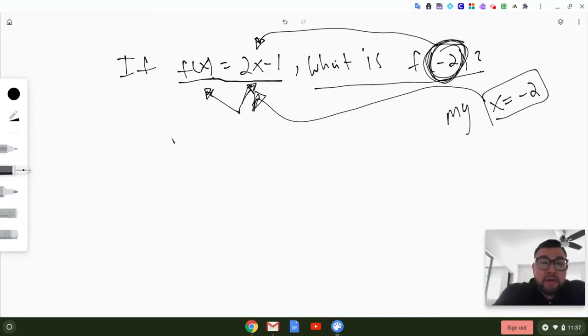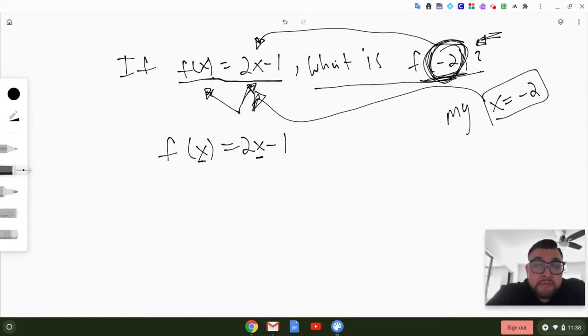So I'm going to first write the function. I'm going to copy it with no substitution. So far we've done nothing. All I have done is rewritten the function. The next step would be to do the substitution right here. So I'm going to replace this x and this x with the -2 because that's the value that it wants me to find. It wants me to find f of -2.